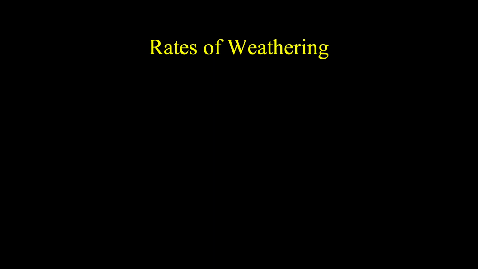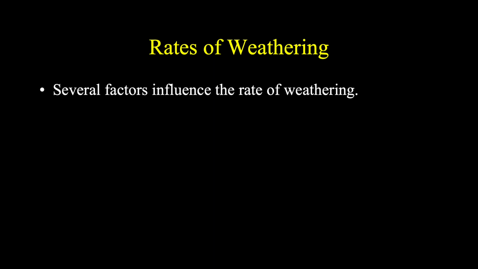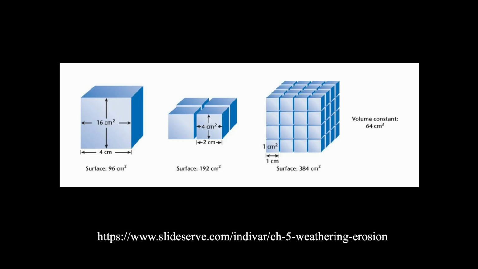So, how fast do rocks weather? There are several factors that influence the rate of weathering, one of which we've already talked about a little bit, and that's the surface area to volume ratio. The smaller the fragments, the greater the surface area to volume ratio. And so the more surface area that is exposed to the chemical agents. So smaller fragments weather more quickly than larger fragments do. And this, as I've already mentioned, also affects more strongly corners and edges than it does the flat sides of the rock, because the corners and edges have higher surface area to volume ratios than the flat sides do.